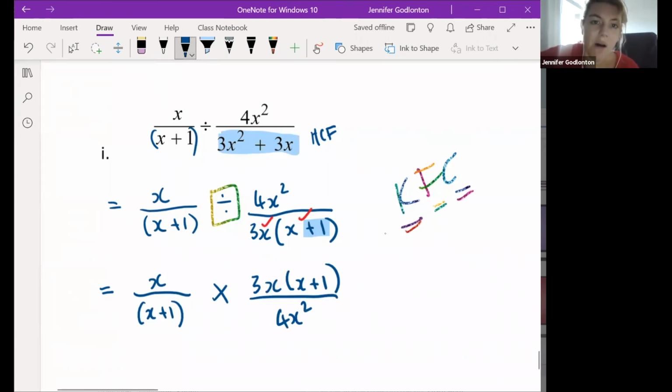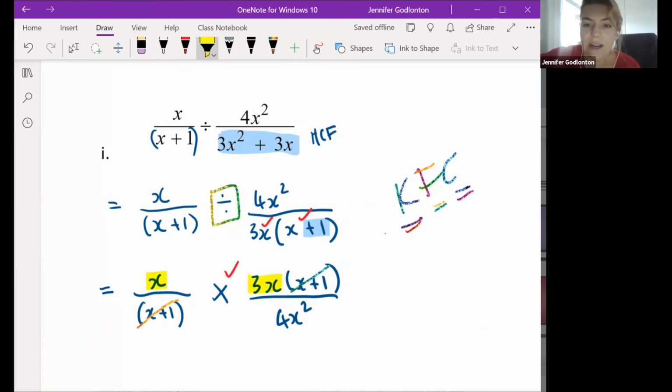And we're going to get a mark for doing that. Then we're going to see what can cancel. So that x plus 1 can cancel with that x plus 1. Now, again, you could do cross cancelling here, but if you don't feel comfortable with that, that's fine. We can just multiply our numerators and look at our denominators.